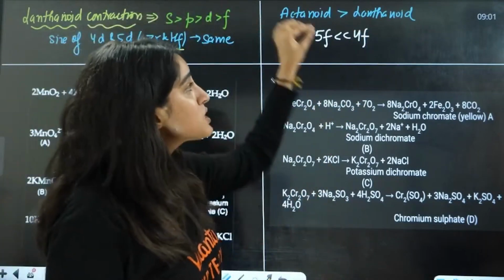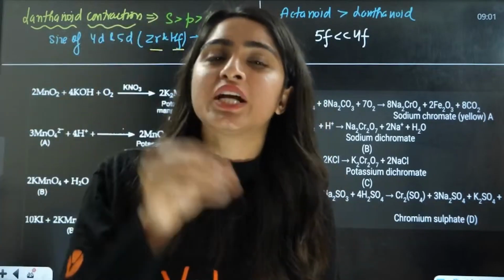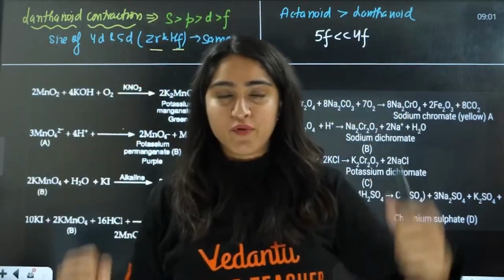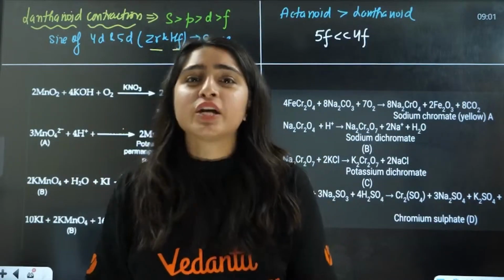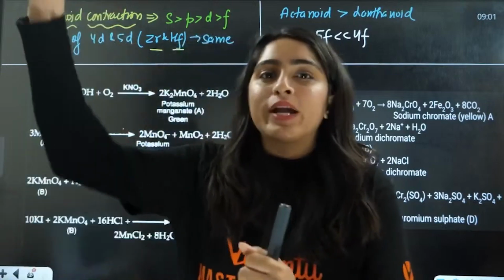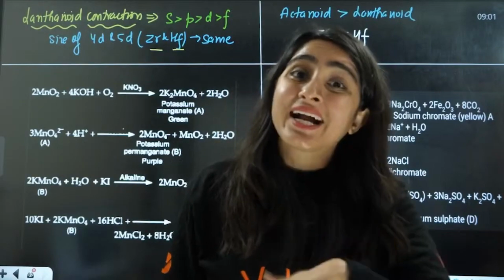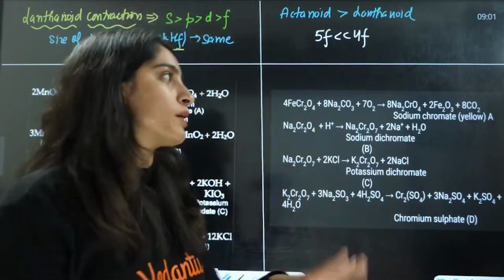Why so? Because 5f has an even poorer shielding effect as compared to 4f, right? This is 4f, this is 5f, okay? 5f is so poor, it has so little shielding effect that it is not able to protect the electrons. That is why actinoid contraction is even more as compared to lanthanoid contraction.